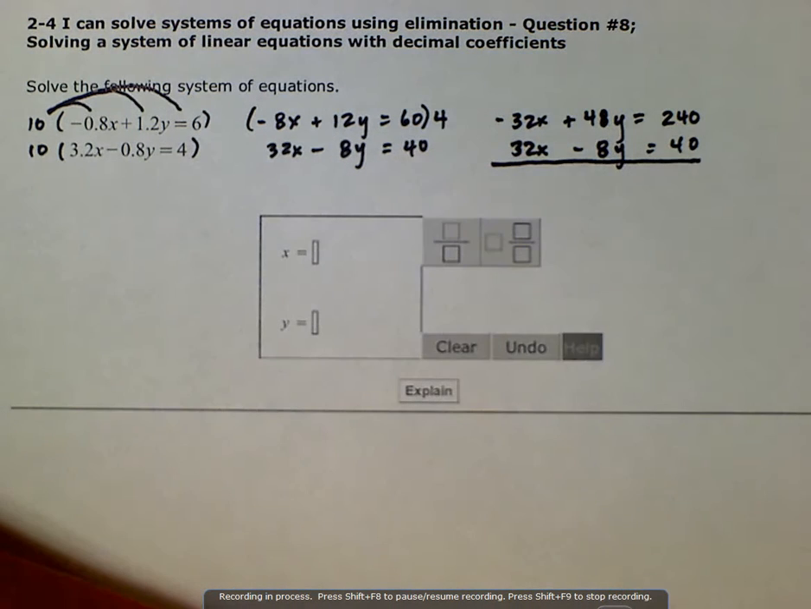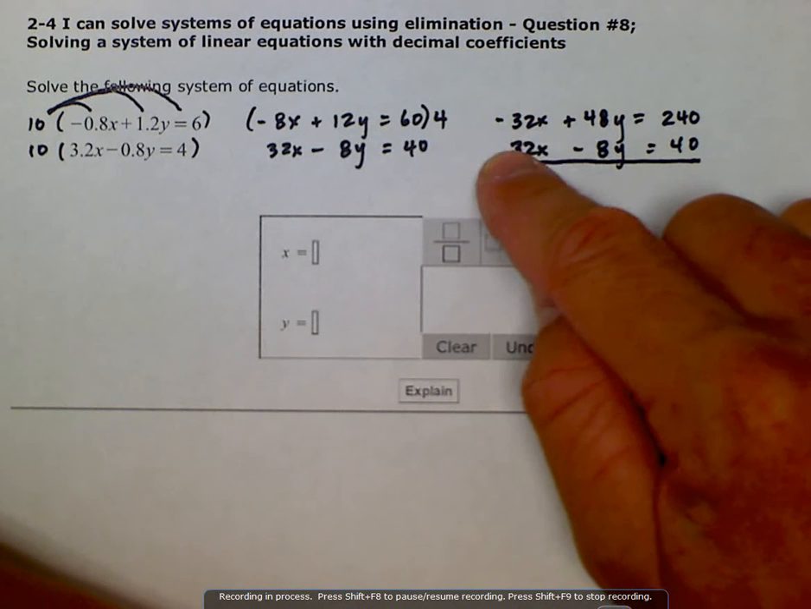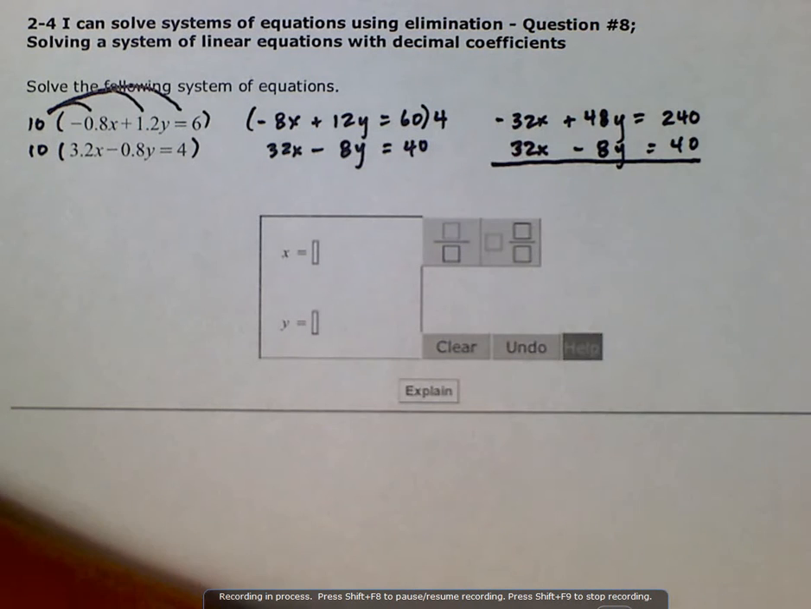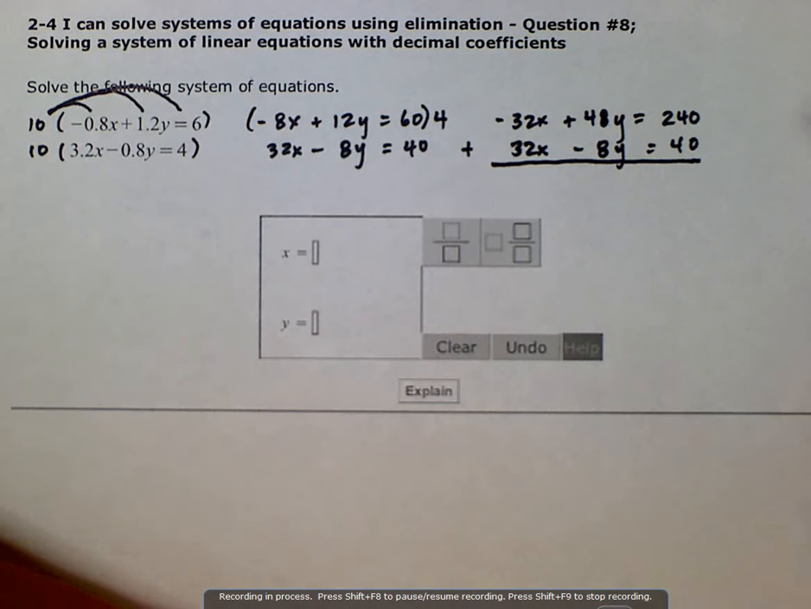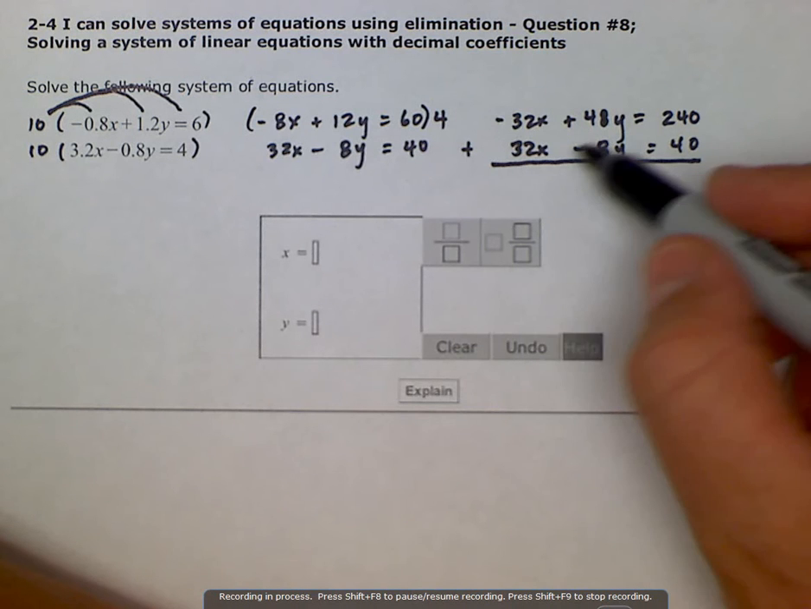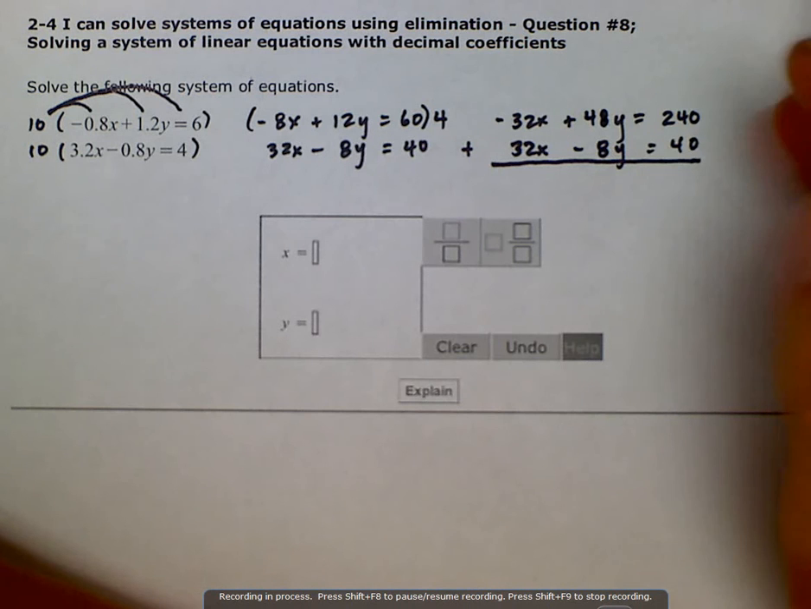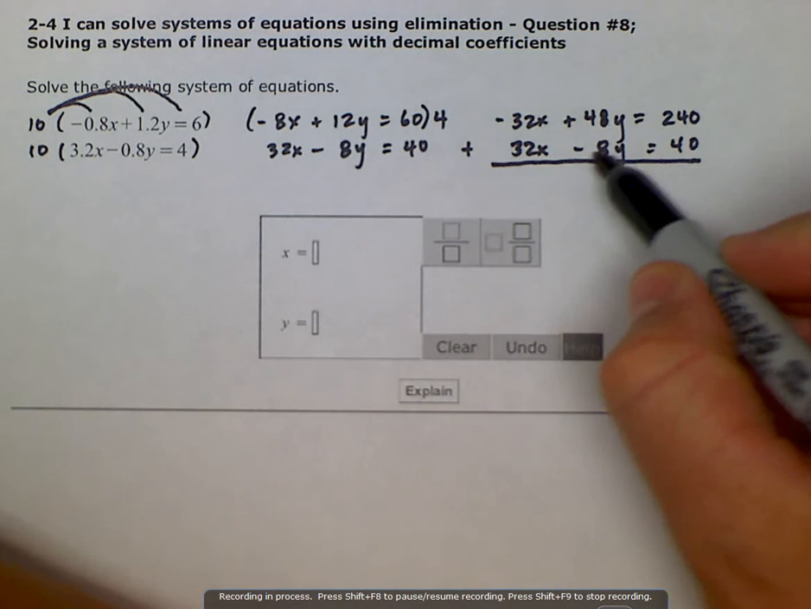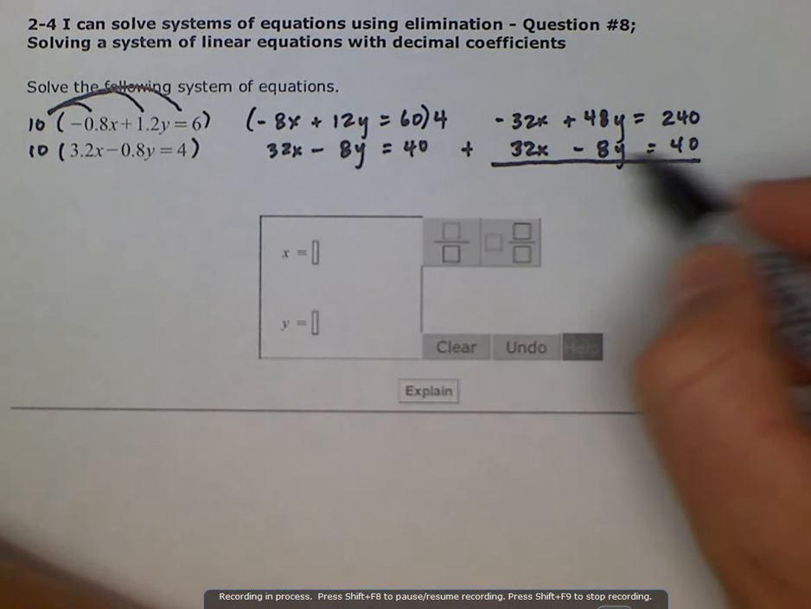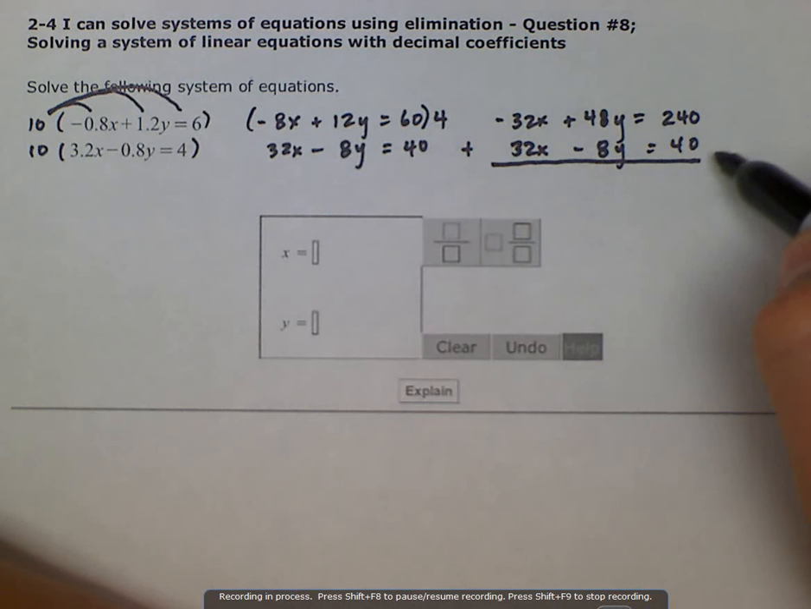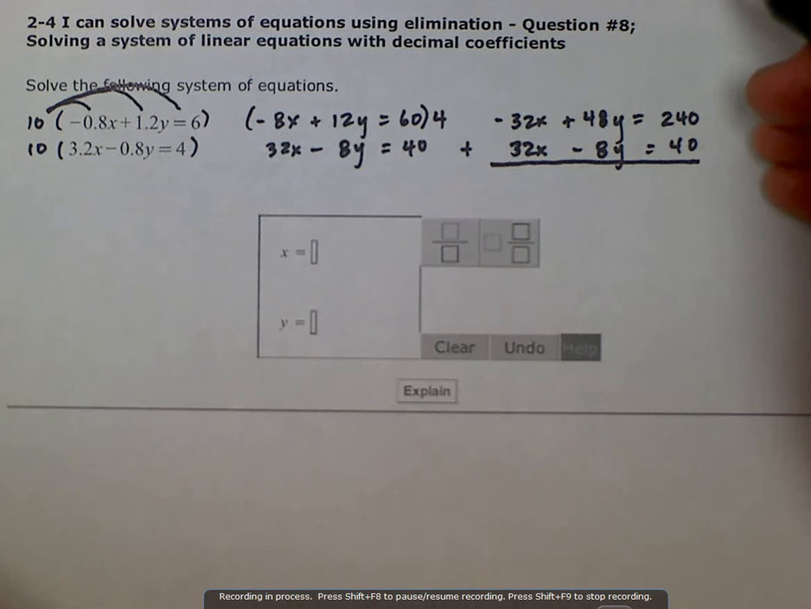I can draw my line there. I see that I have opposite signs. We have a negative and a positive, so if I have opposite signs, I add the equations. So I'm going to add the bottom equation to the top one. What I'm actually doing is adding 32x minus 8y to the left side and adding 40 to the right side, because this expression is equivalent to 40. So I'm really just adding 40 to both sides, and that's why I can do elimination.